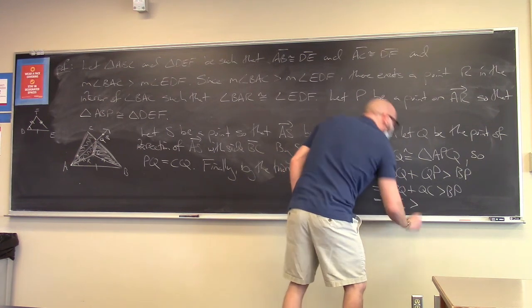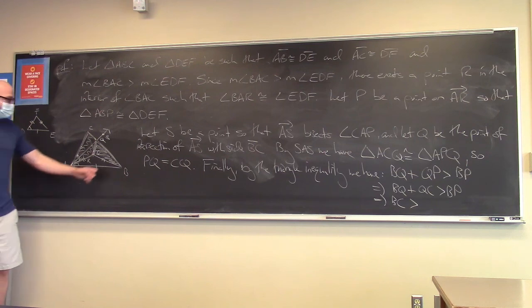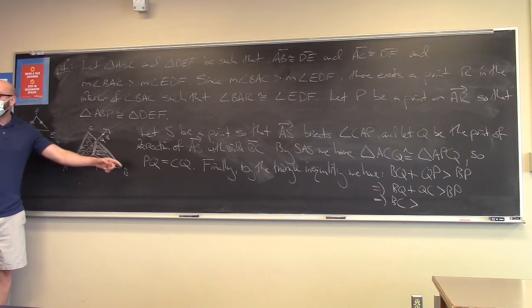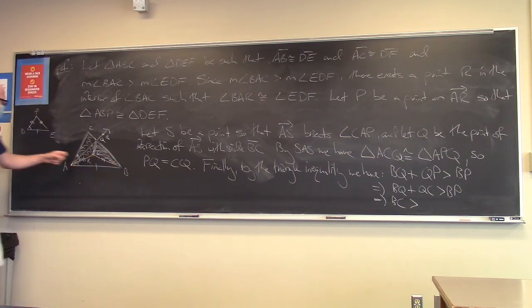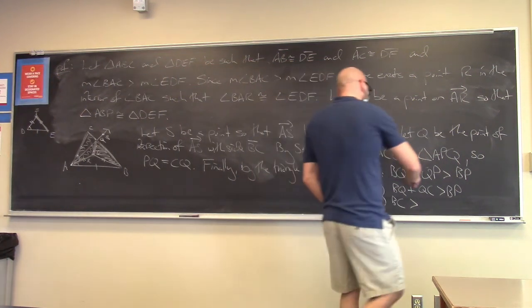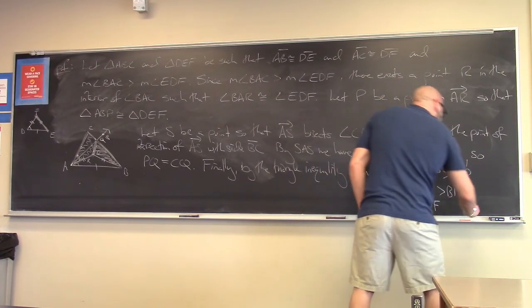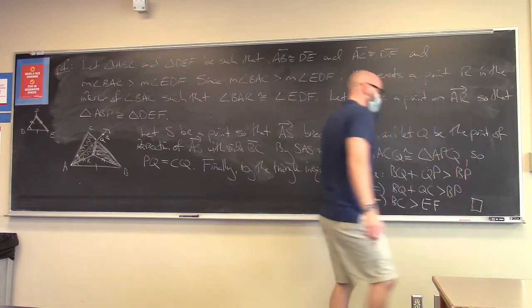BC is bigger than BP. But what was BP? BP was constructed so that BP is exactly the same as EF. Right? This is just a copy of the smaller triangle. So BC is bigger than EF. Done.